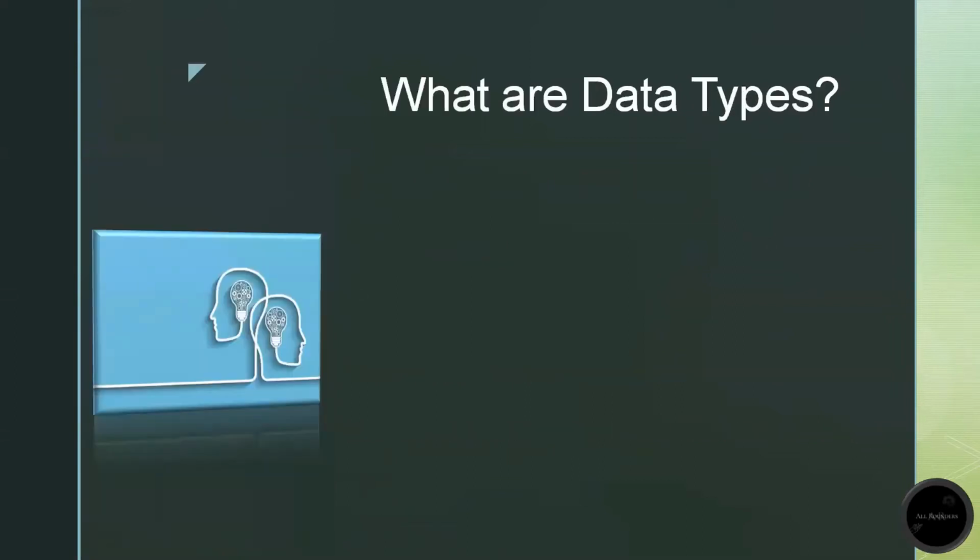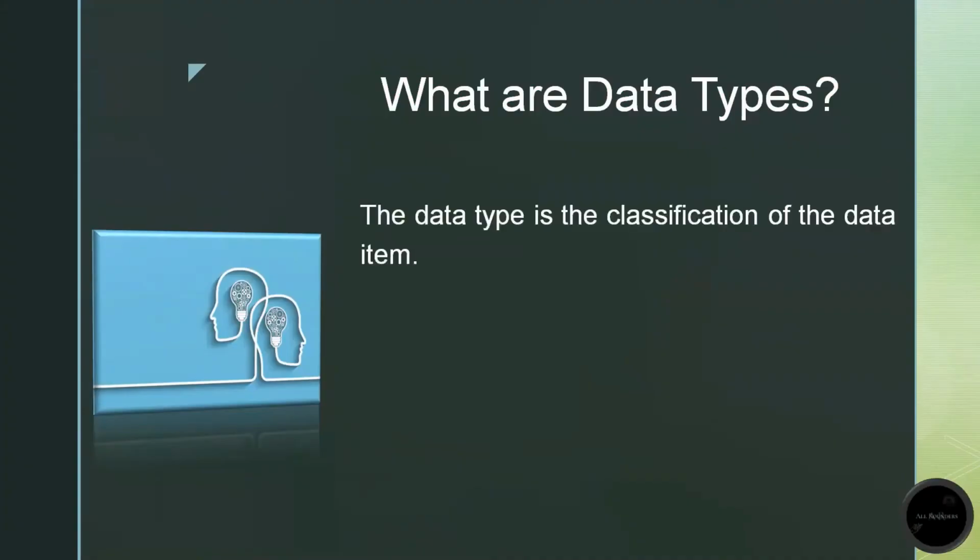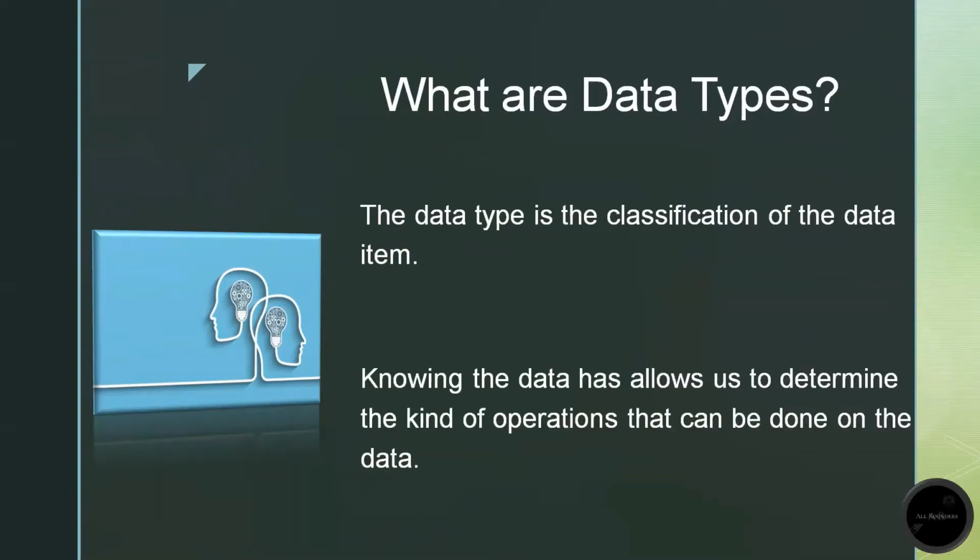So what are the data types? The data type is the collection of the data item. In the previous example, the number of points earned are the numbers, and they are not only letter or symbol. These numbers are also known as the numeric data type. Some of the obvious data types are the numeric, non-numeric, and the Boolean, which is the true or false. Knowing the data type allows us to determine the kind of operations that can be done on the data. For example, you can perform the arithmetic operations on the numeric data like addition, subtraction, and multiplication, and so on.